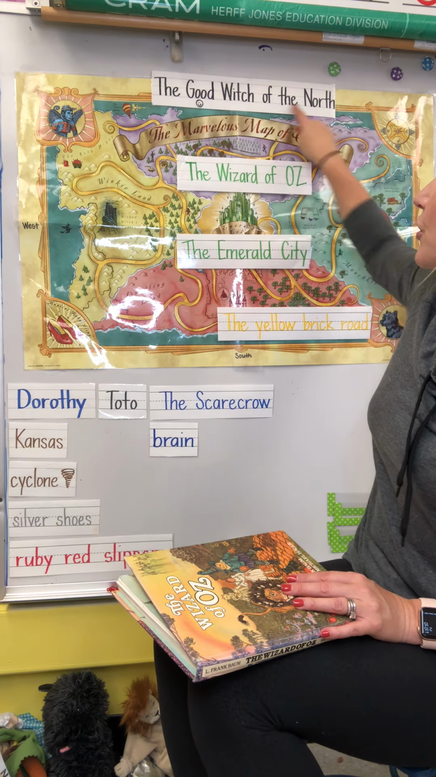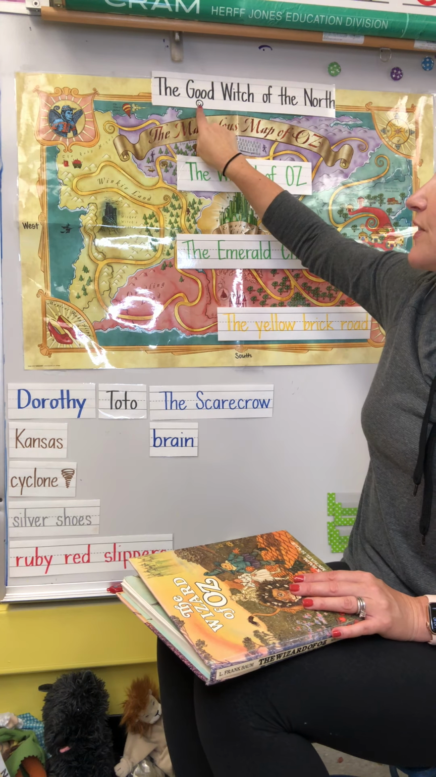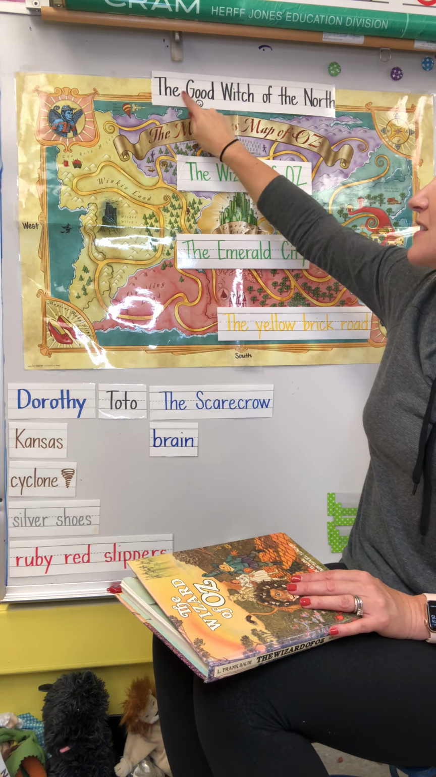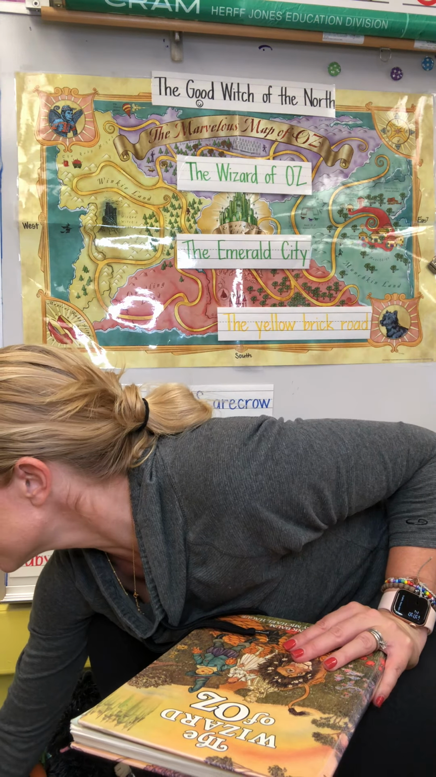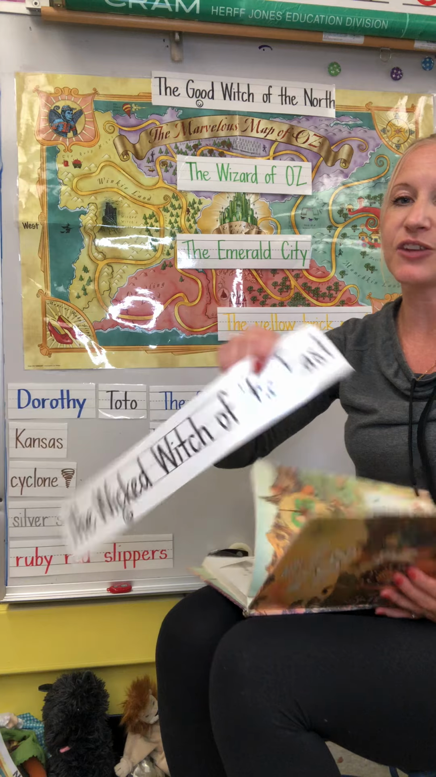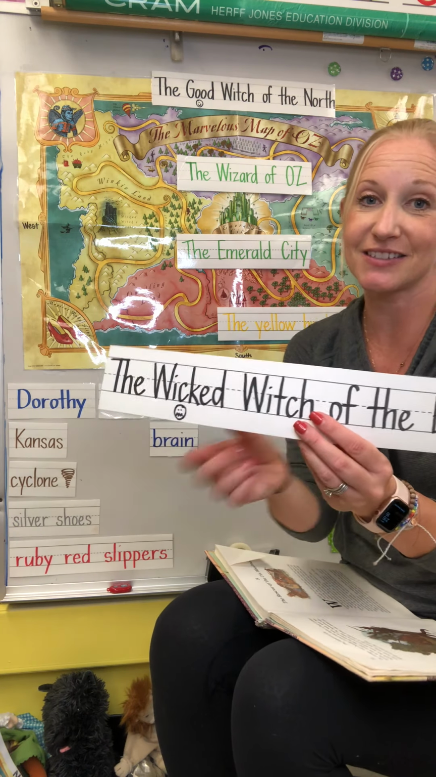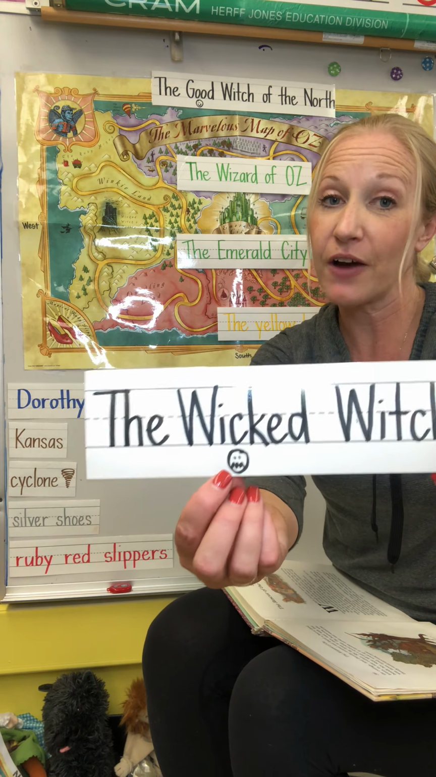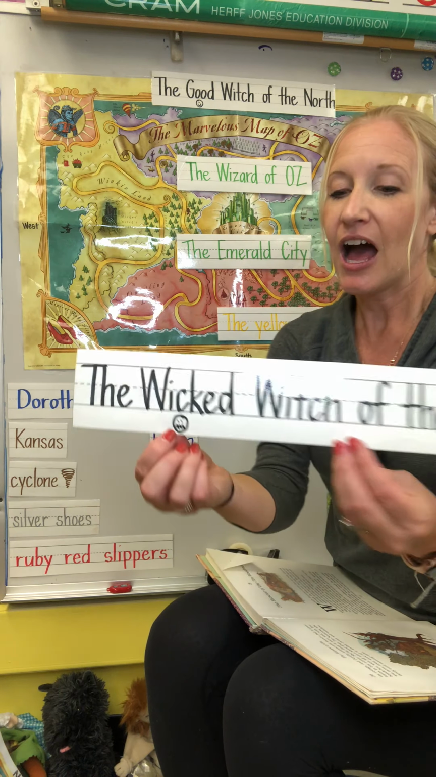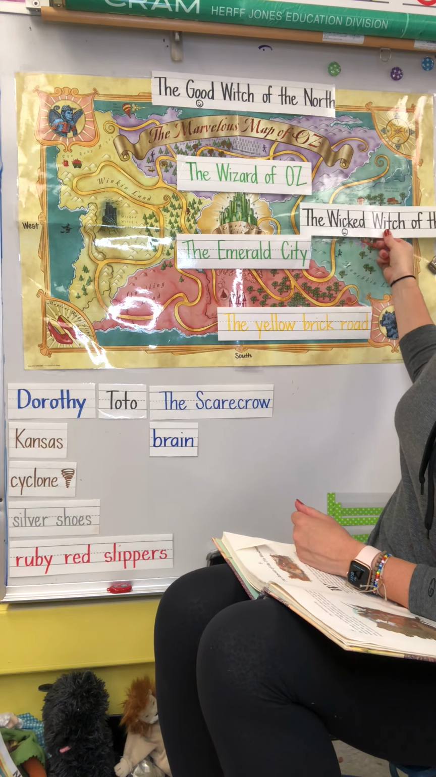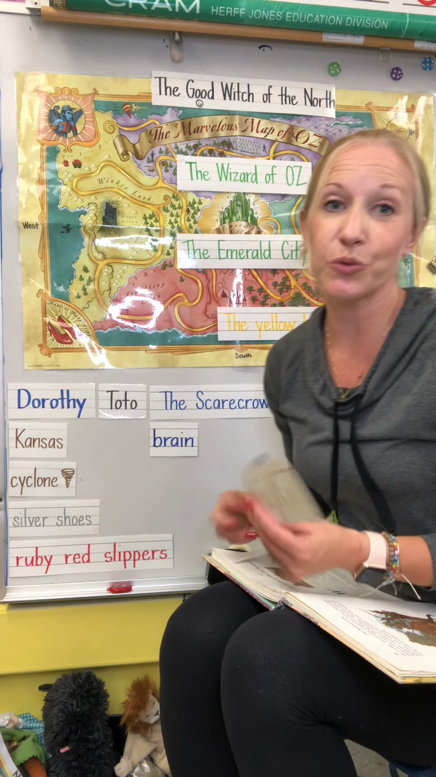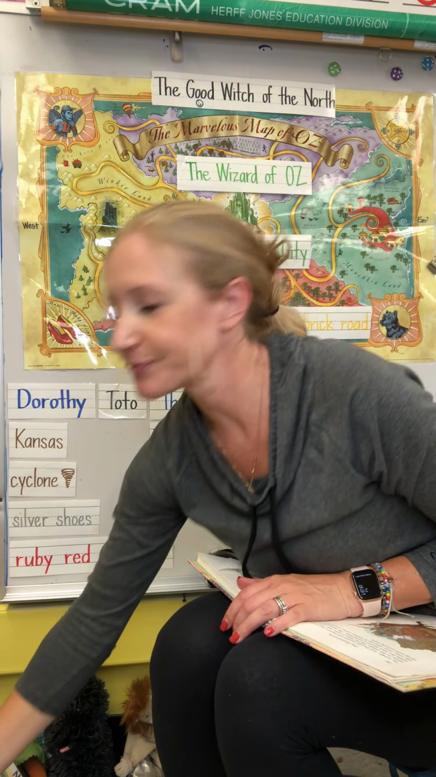Up here, I put the Good Witch of the North. And you see that I gave it a little smiley face because it says the Good Witch of the North. We also learned about the Wicked Witch of the East. And you see that there's a frowny face on a wicked. Now she lived over here in the east. And of course we know that Dorothy's house landed on her.